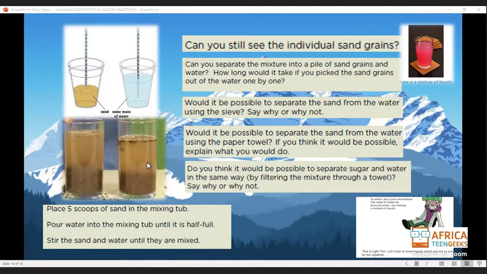You can separate them. Okay, so, but how? How would you pick the sand grains one by one? Would you use a sieve? How would you separate them? Okay, so I've got a suggestion there using a filter. And another suggestion for using a sieve.